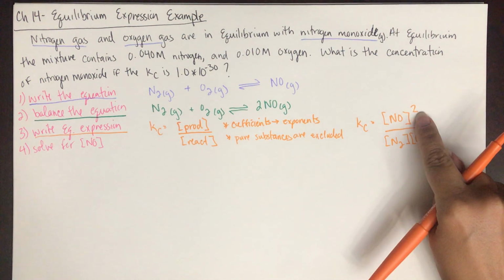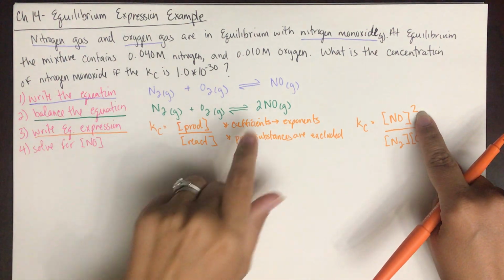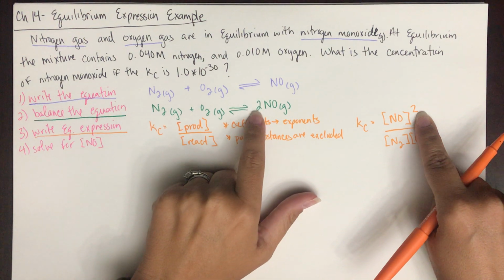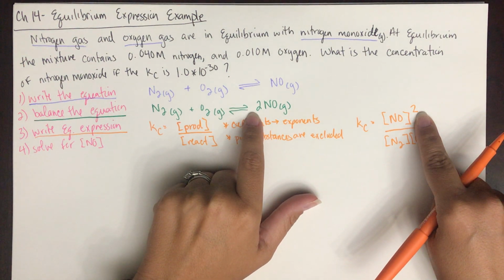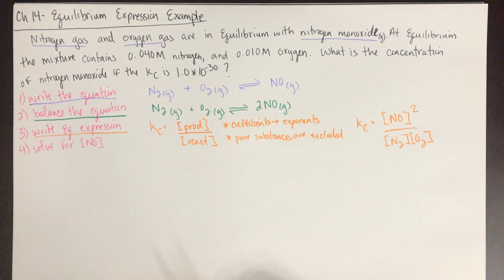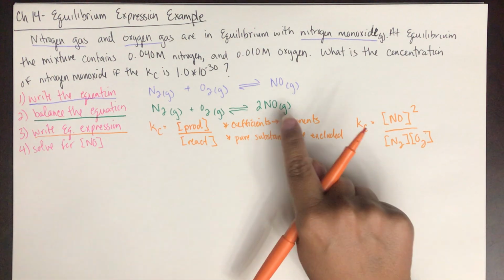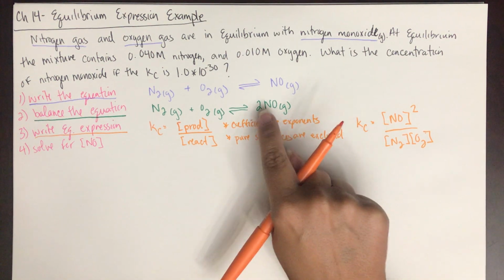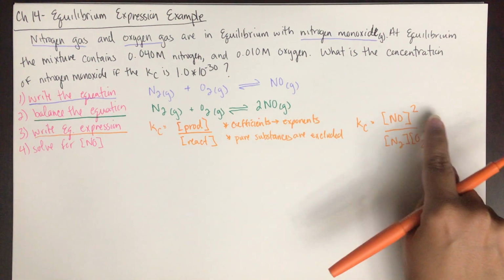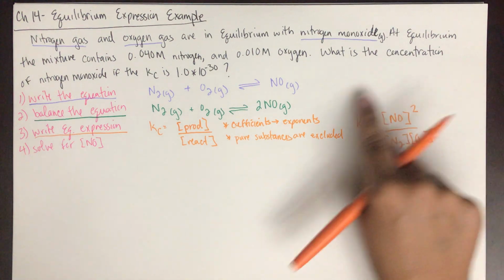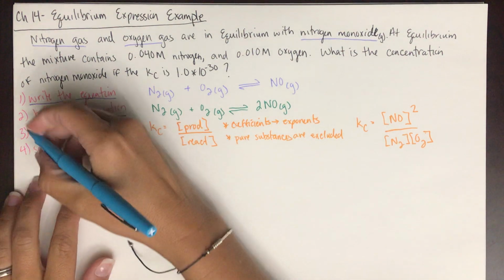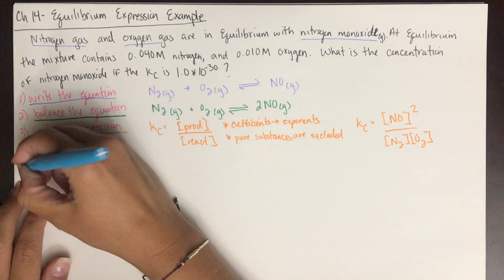Now, it is very important that we made sure the equation was balanced. If we didn't make sure the equation was balanced, then we would not have balanced it by using this 2 coefficient here, and we would not have known to square this term in our equilibrium expression. Do not forget to make sure that your equations are balanced. Do not forget that the coefficient of the term becomes the exponent. So now we've written the equilibrium expression. Now the only thing we have left to do is solve for the concentration of nitrogen monoxide.